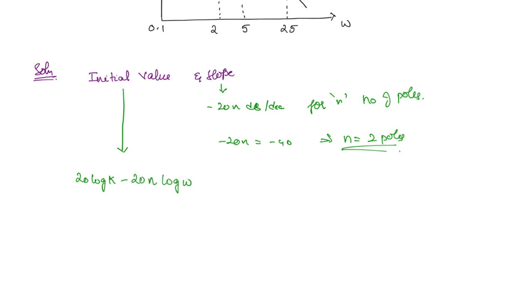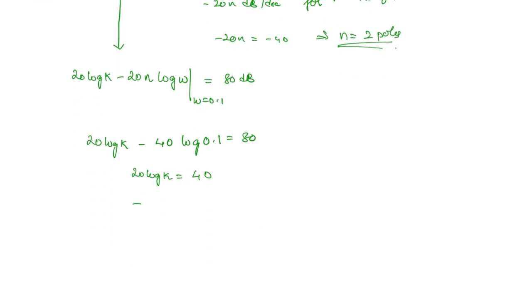This will be the magnitude, right? And this is given as 80 dB. This is when omega is 0.1 and n also we know it is 2. So 20 log k minus 40 log 0.1 is equal to 80. Log 0.1 is minus 1, so this will become plus 40. Then 20 log k is equal to 40. This is going to give you k is equal to 100. Okay, so we got the constant as well as the number of poles at origin.